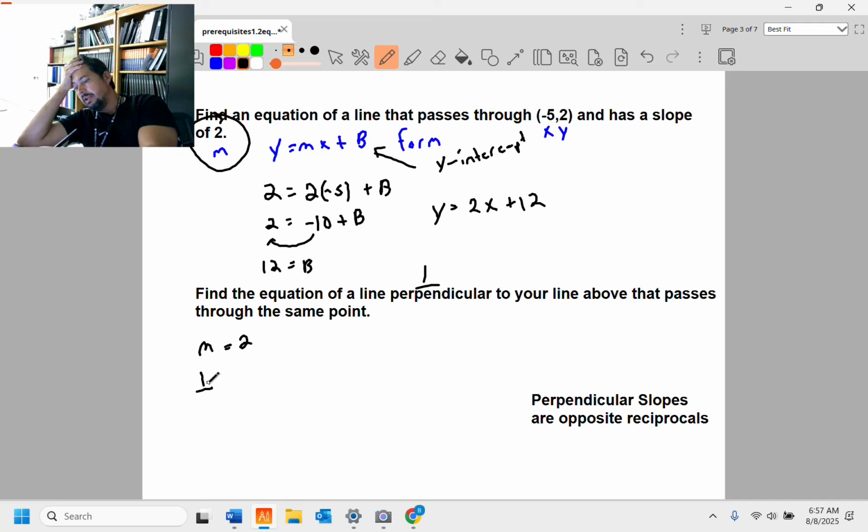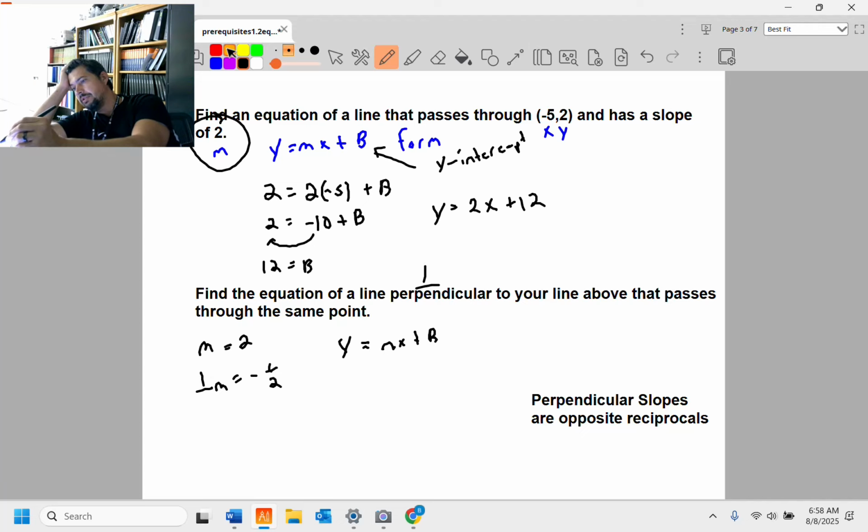The perpendicular slope would have the opposite sign, which makes it negative because it was positive. And reciprocal means flip to some degree. It'd be 1/2. So we're going to do the same thing we just did, because it's passing through the same point, and we're going to find the equation of the line that's perpendicular to it. So again, just plug into y equals mx plus b.